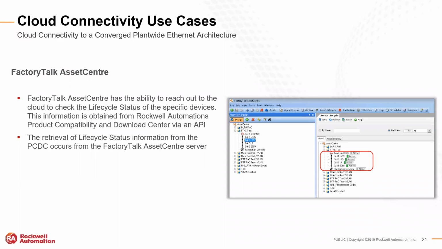FactoryTalk AssetCentre. AssetCentre has the ability to reach out to the cloud to check life cycle statuses as well for specific devices. This information is acquired the same way it is for ControlFLASH Plus, through the PCDC via an API. The retrieval of device life cycle information from the PCDC occurs on the AssetCentre server, and you'll see a screenshot of that over on the right. So when you're actually accessing AssetCentre, you can see where it is, and it's checking and seeing what's active and what's not.